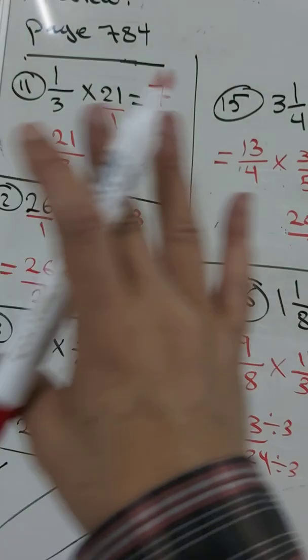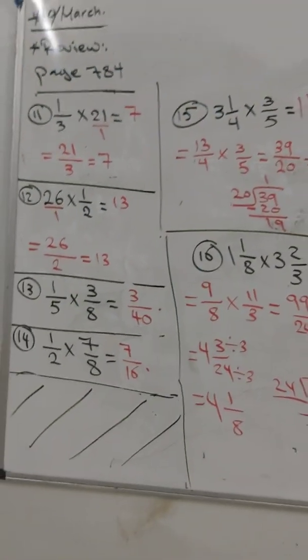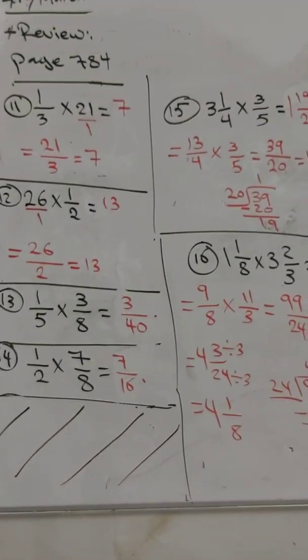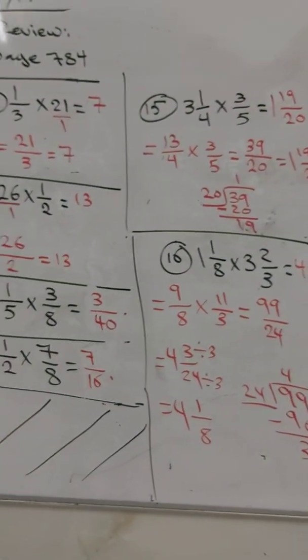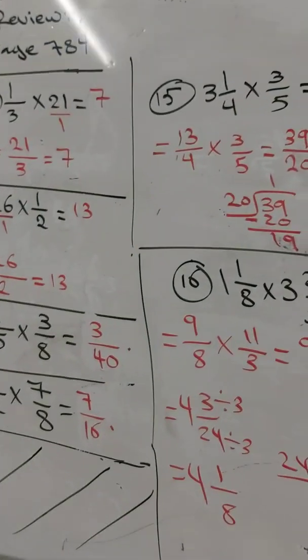This is revision for how we multiply a mixed number with a mixed number, a fraction with a mixed number, or a whole number with a fraction. Copy these questions, guys.